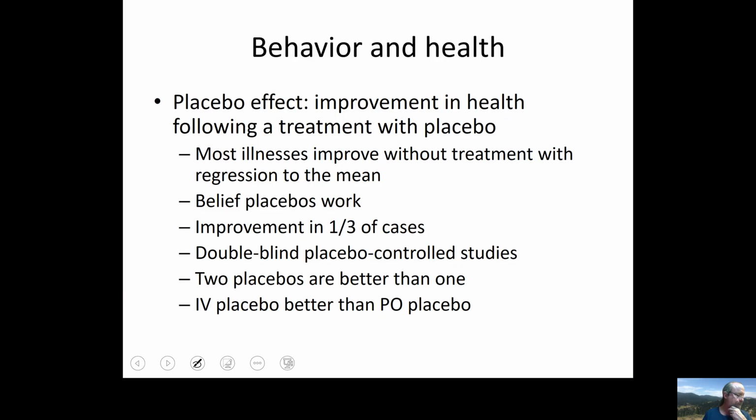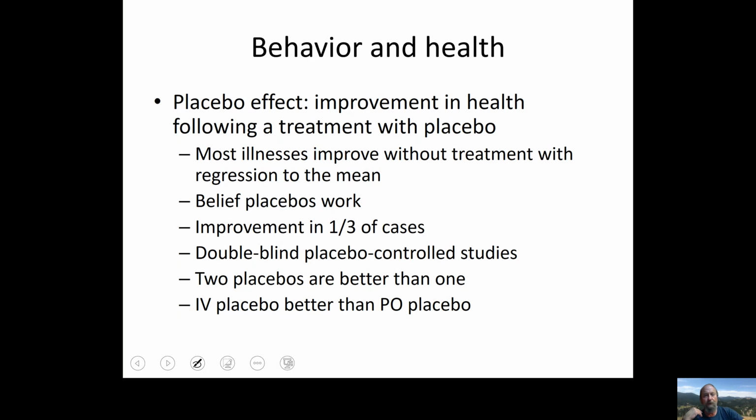So placebo, I think they might have taken out some of the placebo material from the book. This is one of the things they've taken out. But I keep it in because it's really interesting. So placebo is where it's nothing, right? It's a sugar pill, or actually they don't usually even have sugar in them. It's just an inert substance that passes through you.